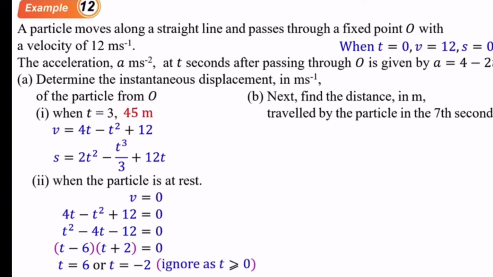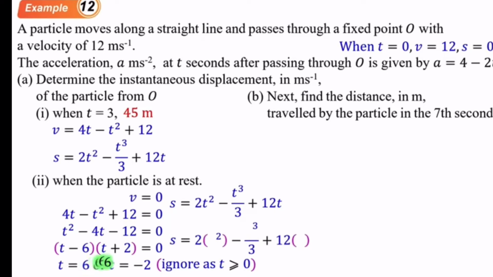So let's factorize. We have two values of t, t minus 6 and the other one is negative. So we will reject the negative because it's impossible to have a negative value for time, right? So the answer is t equals 6 because t must be more than or equal to 0, okay? So let's proceed to B.